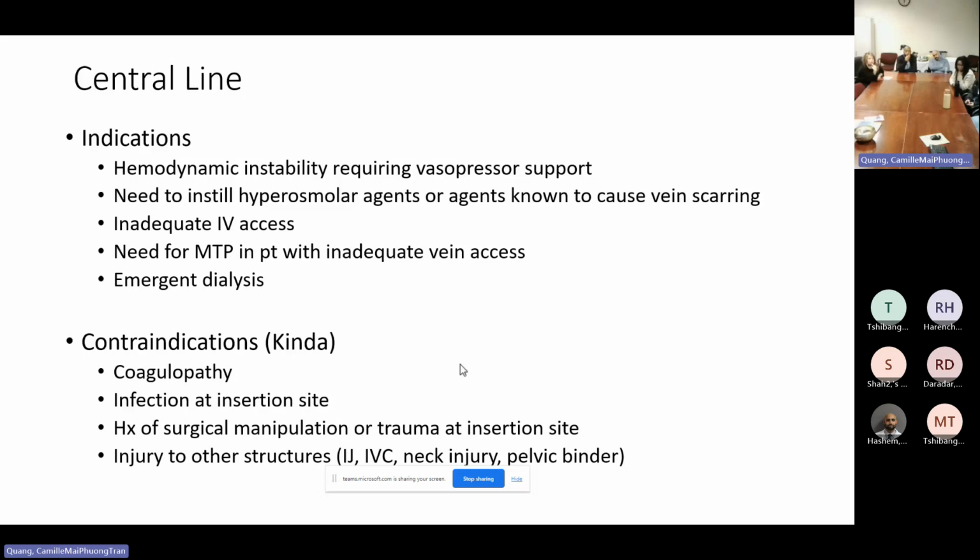History of surgical manipulation. If the leg's broken, the arm's broken, avoid putting lines there. And then injuries to structures. So if the IJ's injured, the IVC's injured, or you have a C-collar you can't take off, or a pelvic binder. Those are all things that you would think about when putting in central lines.